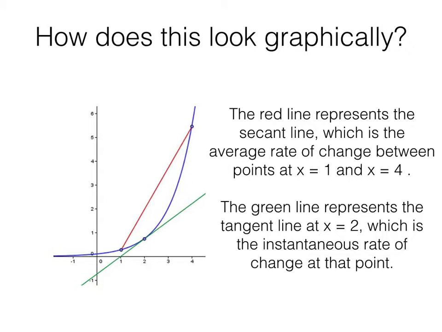So how does this look graphically? The red line represents the secant line, which is the average rate of change between points at x equals 1 and x equals 4 for this graph. The green line represents the tangent line at x equals 2, which is the instantaneous rate of change at that point.